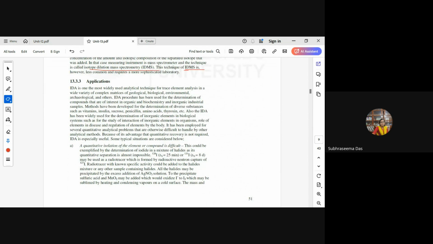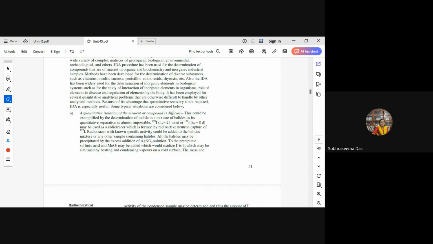Coming to the applications, IDA is one of the most widely used analytical techniques for trace element analysis in a complex material. IDA has been used for determination of compounds, particularly those of industrial importance. It has also been employed for several quantitative and qualitative applications. Some situations have been described here.